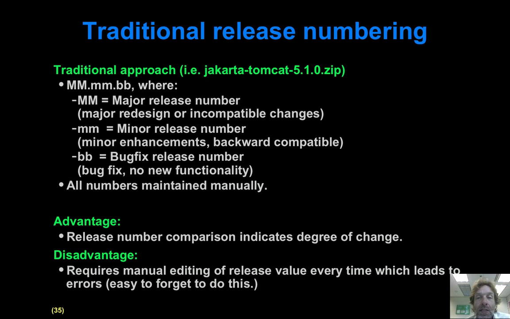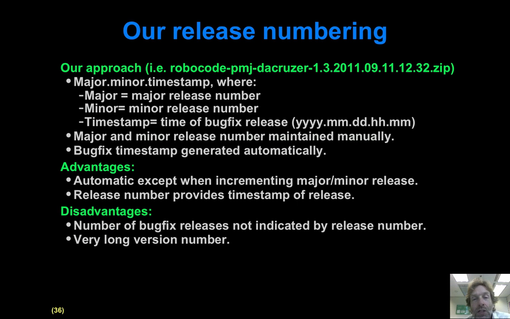The problem is maintaining it and remembering to update the bug fix release number every time you make any change at all. That's very hard to do. It's almost impossible to do manually. So in our build system, we're going to introduce a little bit of automation to this. Okay? So here's what our release numbering looks like.